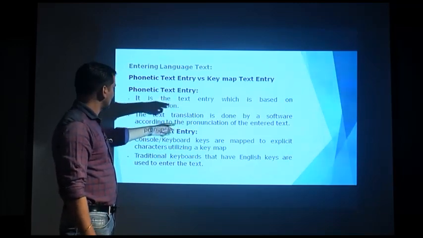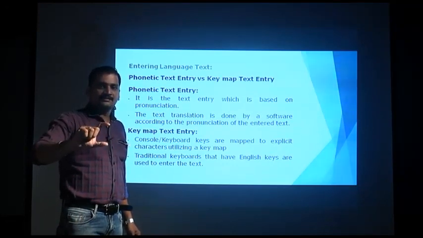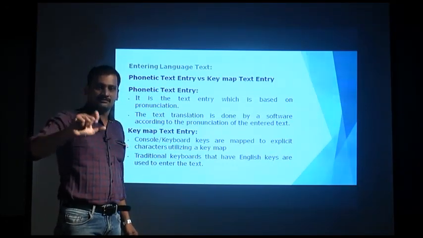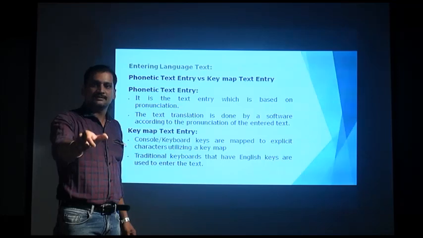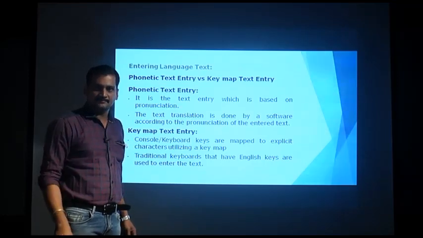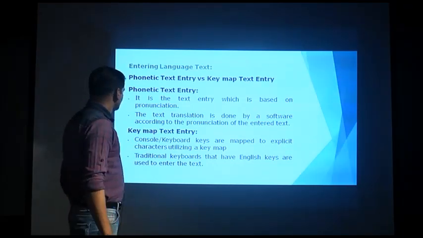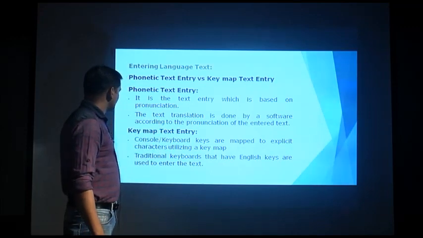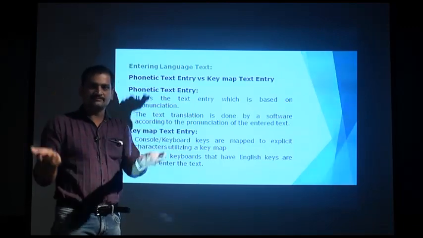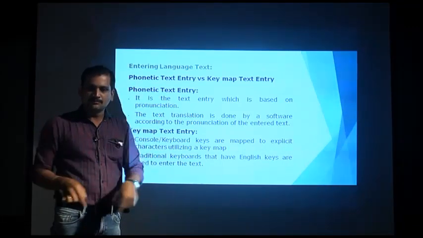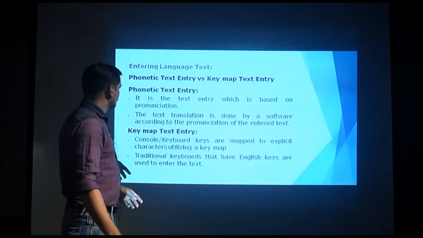Keyboard keys are mapped to explicit characters using a key map; that is why it is called key map. A character in English is converted to the corresponding Hindi character, and if you find those characters over the key representing it, that is called key mapping. Traditional keyboards with English keys are used to enter the text. Any keyboard, as I told you, you may use a virtual keyboard, where you find the keyboard over the screen and enter the text, or your keyboard is imprinted with your regional language characters, and you can use that. That is called key map text entry.